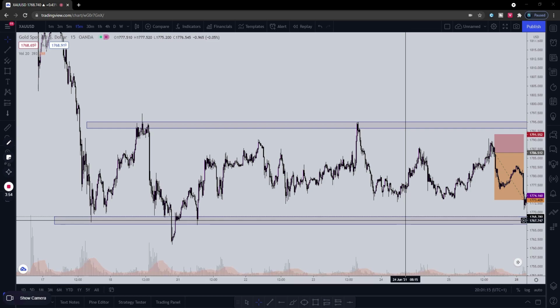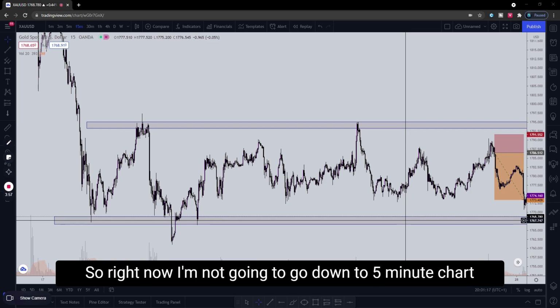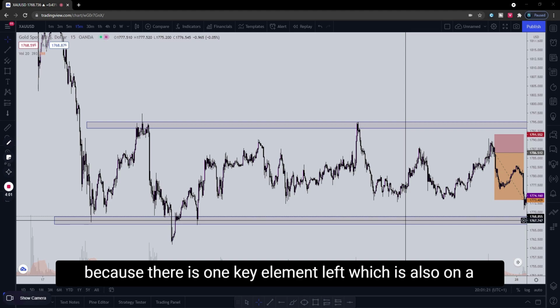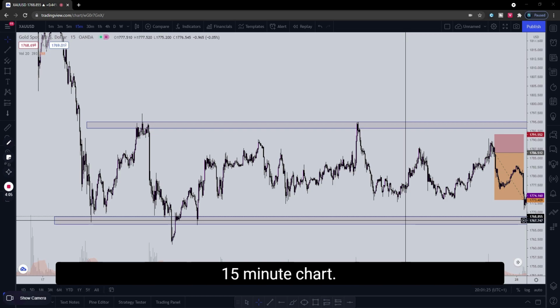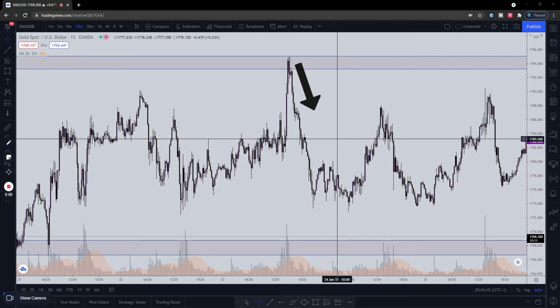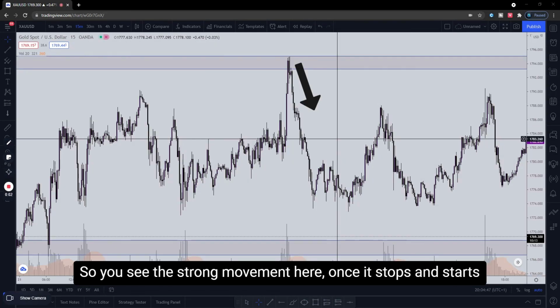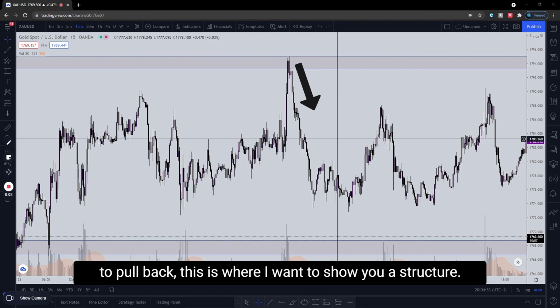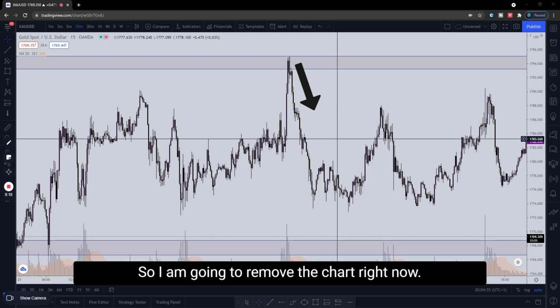because now we are getting ready to prepare for our entry. So right now I am not going to go down to the 5-minute chart, because there is one key element left which is also on the 15-minute chart. So I am going to show you that now. Okay, so you see the strong movement here. Once it stops and starts to pull back, this is where I want to show you a structure.